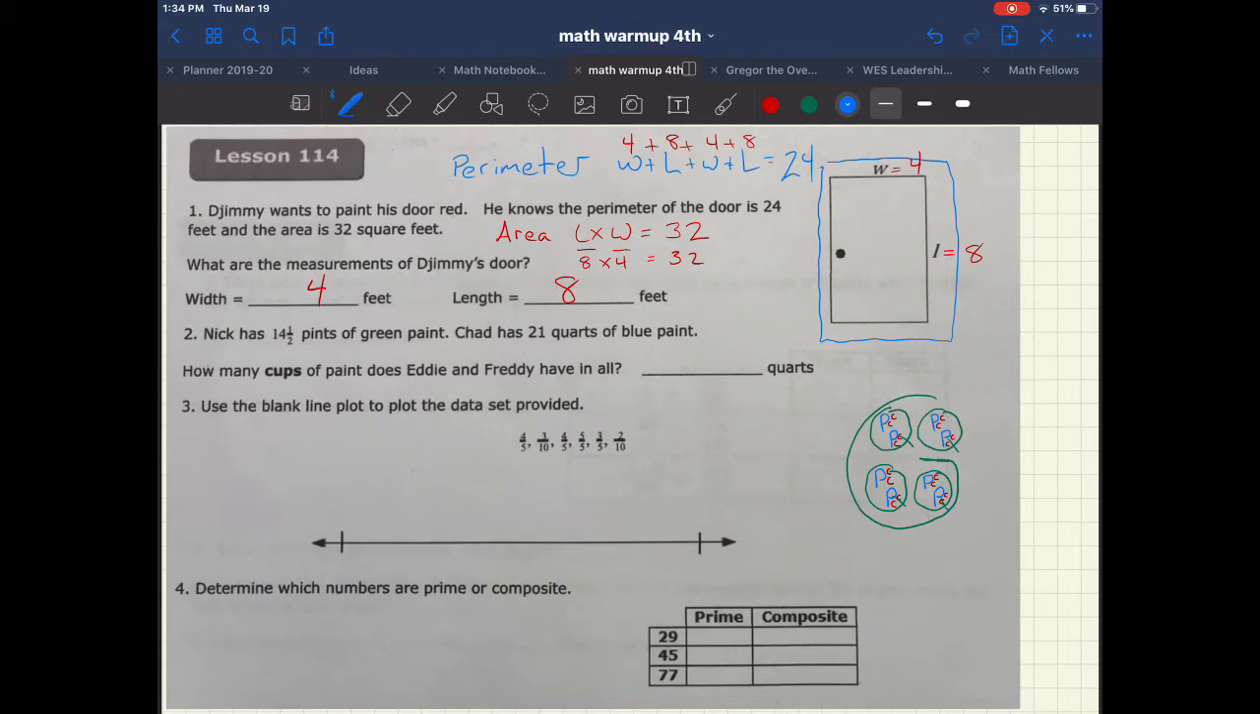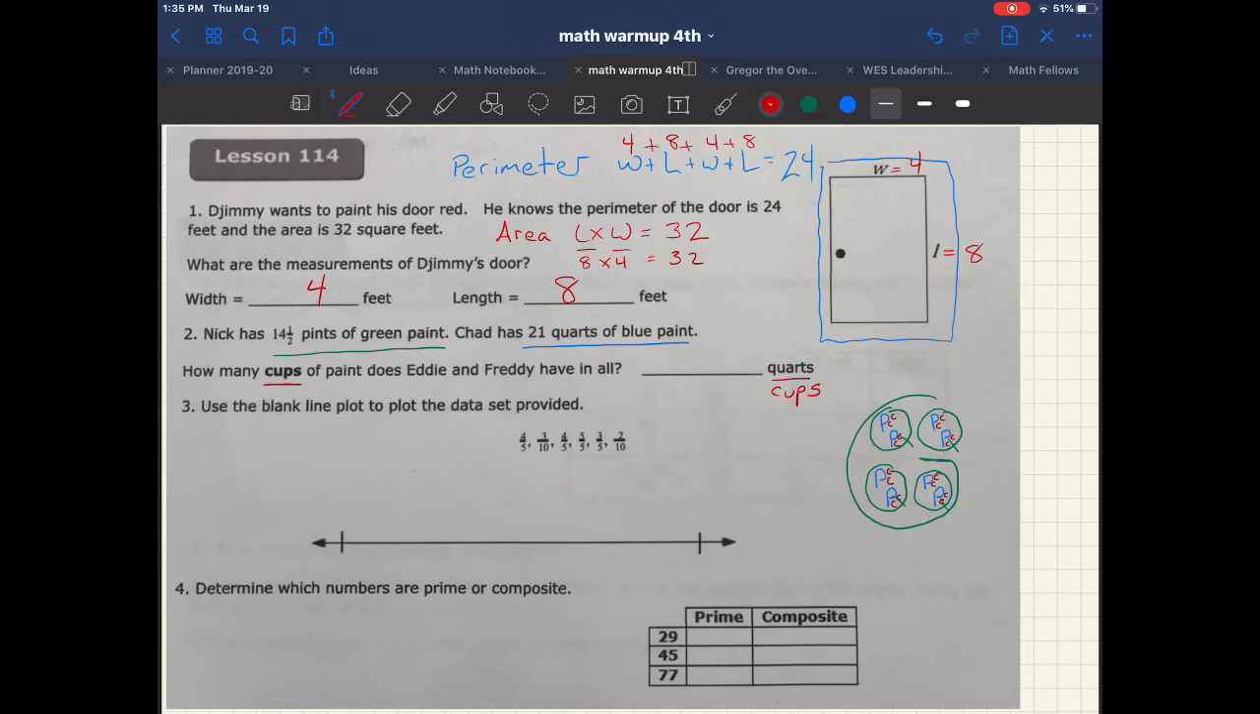All right, number 2, we've got more painting. Now we've got 14.5 pints of green paint, and Chad has 21 quarts of blue paint. In the end, we want to know how many cups. I am thinking that this quarts is a misprint. I think they meant cups because they asked for cups at the beginning. So first of all, we have to convert everything to cups.